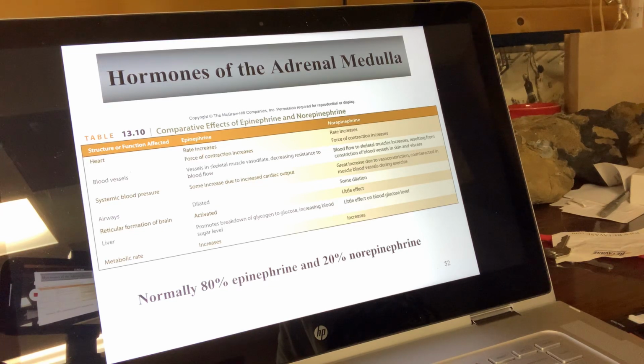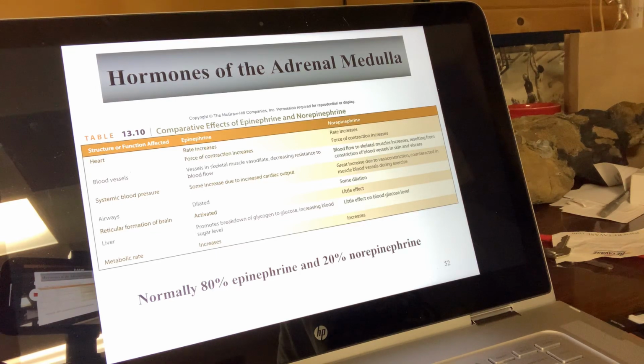Epinephrine causes the skeletal muscle vessels to vasodilate. You want that because if you're being chased by a tiger, you want to increase blood flow to your skeletal muscles. Norepinephrine does the same thing in a slightly different way. Systemic blood pressure.